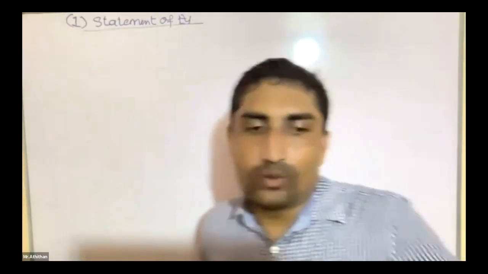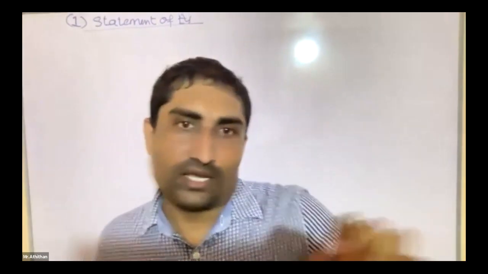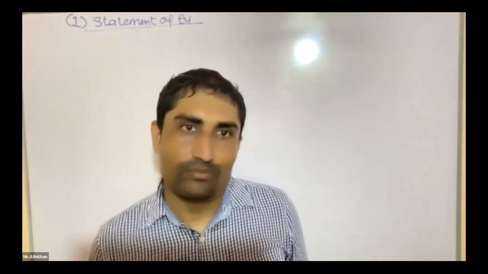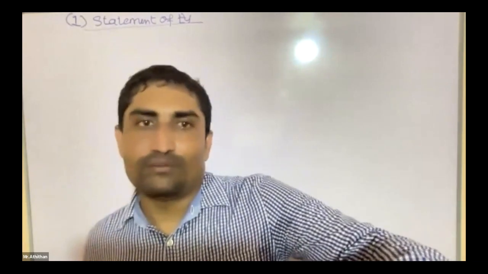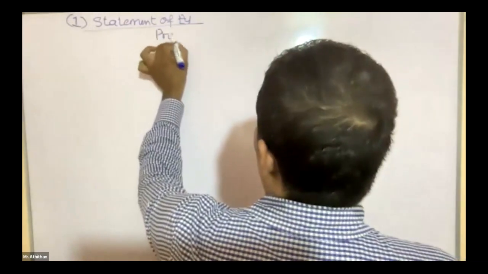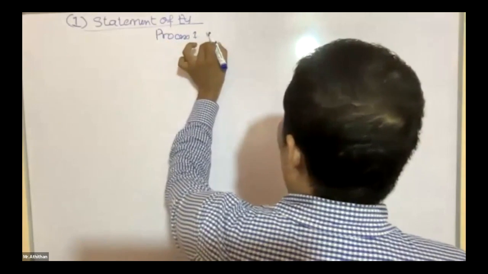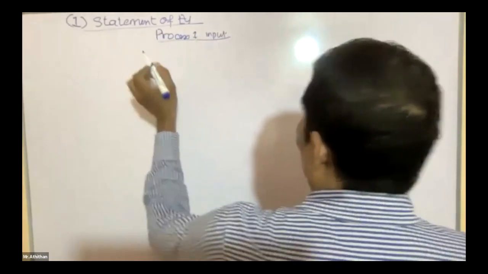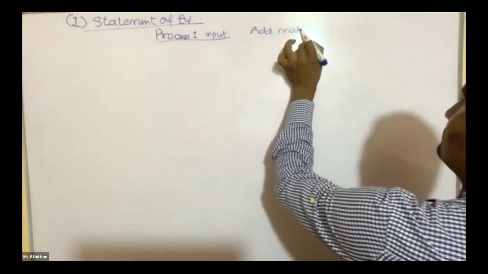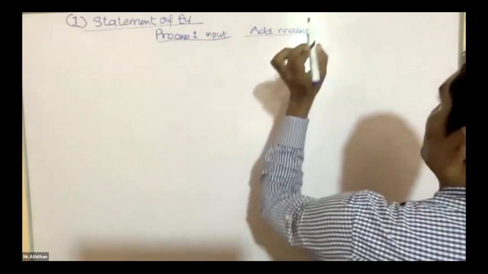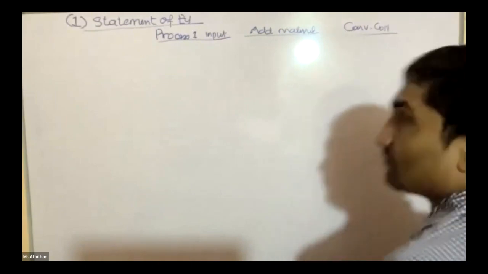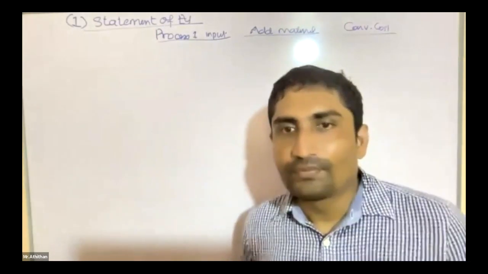Statement of equivalent units. When we calculate the equivalent units statement, we are going to take 3 kinds of inputs, and we will measure each of the 3 inputs separately. So we will see process 1 input, additional material, conversion cost. Right. So these 3 are inputs.